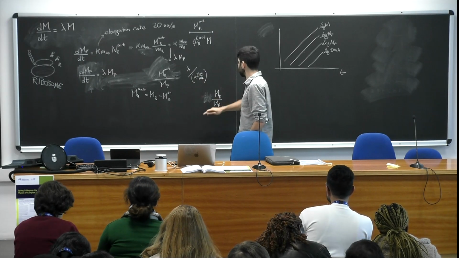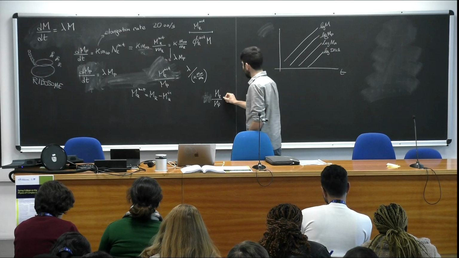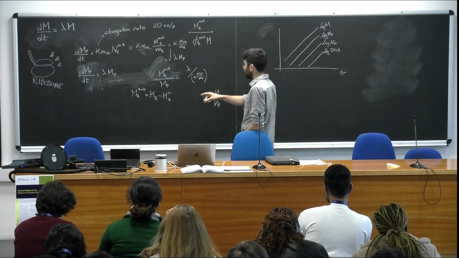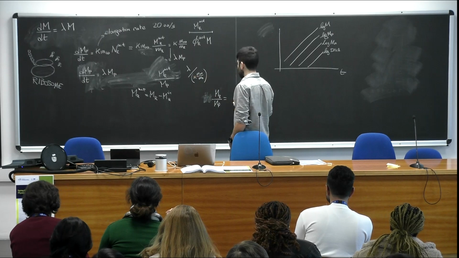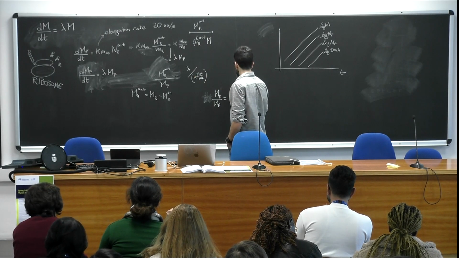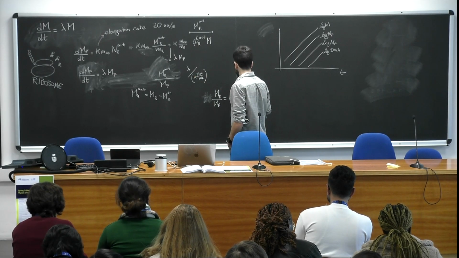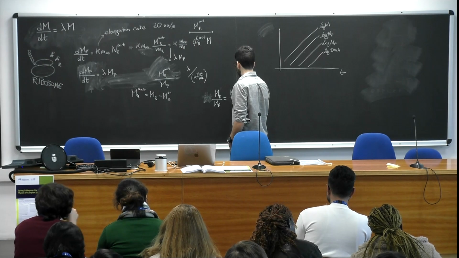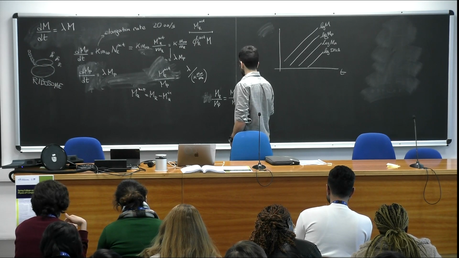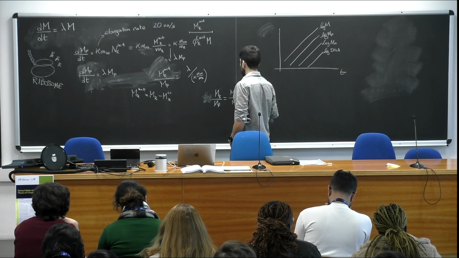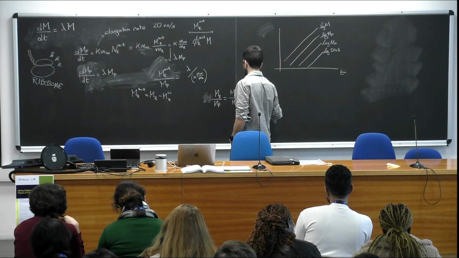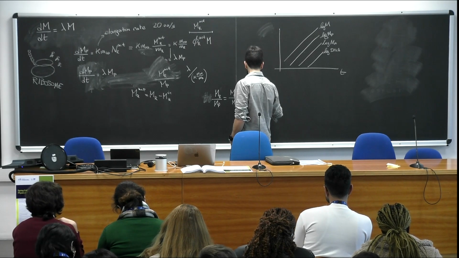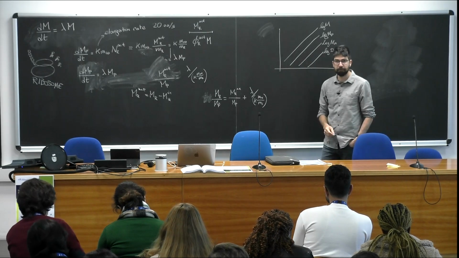So actually, let's say, this is M_R over M_P. It's equal to, I have this term here, which I can put on the other side, which is equal to M_R inactive over M_P plus lambda over K M_AA M_R. Okay?